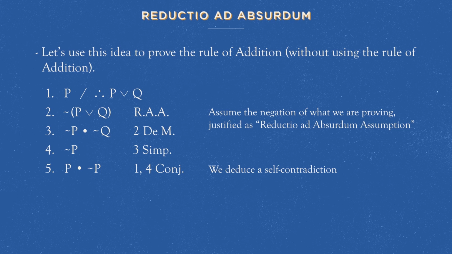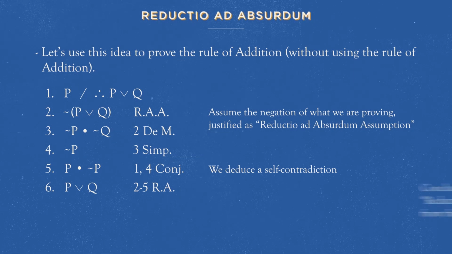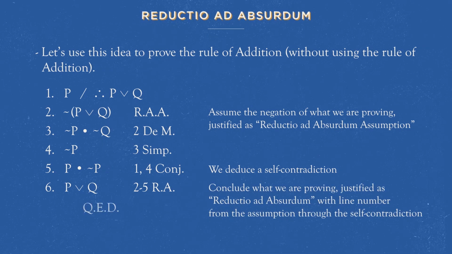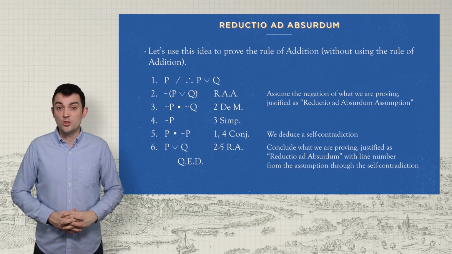Because assuming not P or Q can lead me to a self-contradiction, I then conclude P or Q by 2 through 5 reductio ad absurdum, RA. So I conclude what we are trying to prove, justified as reductio ad absurdum, with the line numbers from the assumption through the self-contradiction. In this case, 2 starts with the assumption, and step 5 ends with the self-contradiction. It's an unusual way of writing a proof, but it's another tool for our budding arsenal.